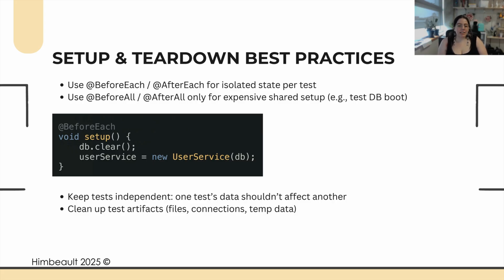This allows us to keep our tests independent from each other and means that we can run them in any order. One test's data should not affect another test's data. And it allows us to clean up any artifacts that we're leaving behind, right? Like any files, connections, temporary data, things that we want to clear out of the system so that we're not leaving stuff behind once our test suite is finished running. We don't want to keep creating a bunch of temp files if they can just be deleted when we're done running our test suite.